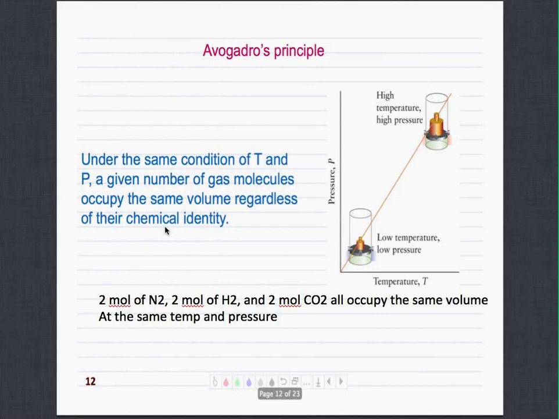So it doesn't matter if I have in this room 6 moles of CO2 or 6 moles of nitrogen or helium, it's going to have exactly those 6 moles. They're going to have all the same pressure.